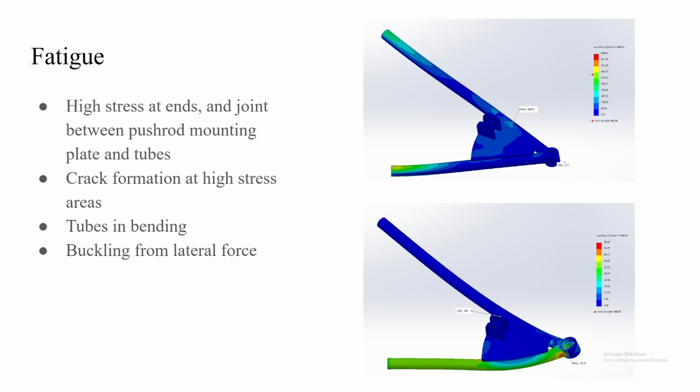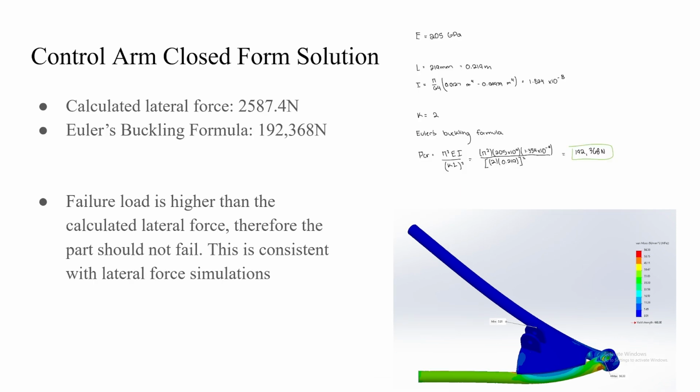For fatigue, there's high stress points at the ends and at the joints of the control arm. We might see some crack formation at these high stress areas. The tubes are also in bending, and we can also see buckling from the lateral force. For the closed form solution, we calculated a critical load of 192,000 newtons, which is way above our calculated lateral force, and this is consistent with our FEA results.